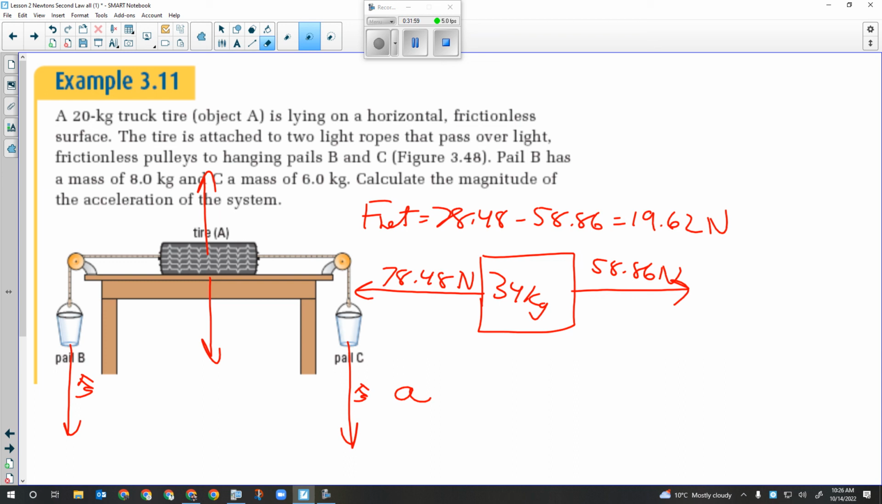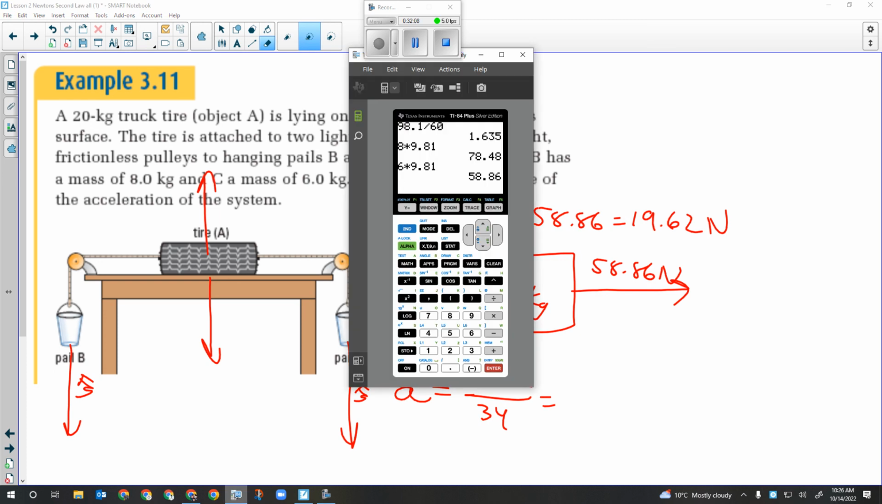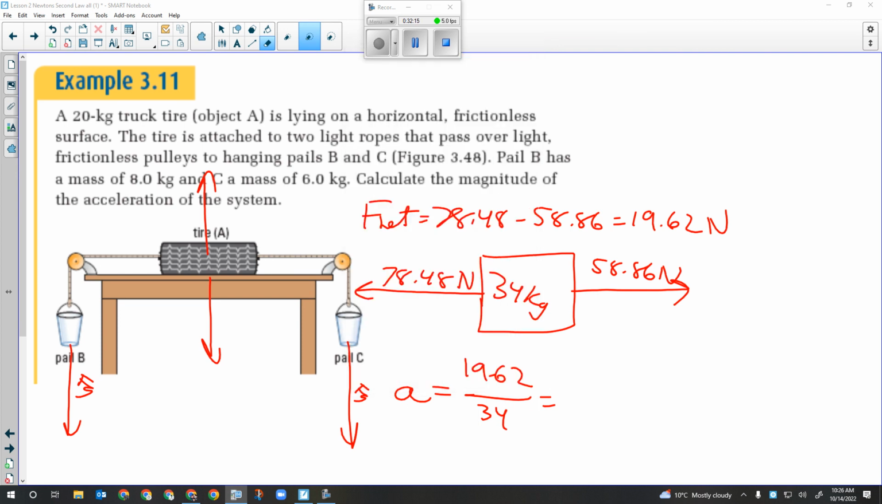Now we calculate the acceleration of the system. 19.62 divided by 34 will give me the acceleration of the system. So this is going to accelerate at 0.58 meters per second squared. Can I put a vector on that? No, I can't, because pail C is going to move up, pail B is going to move down, and the tire is going to move to the left.